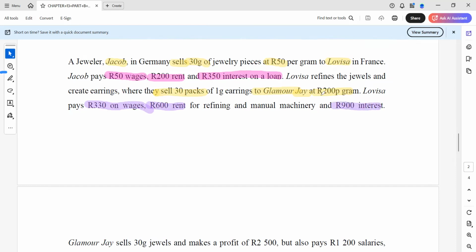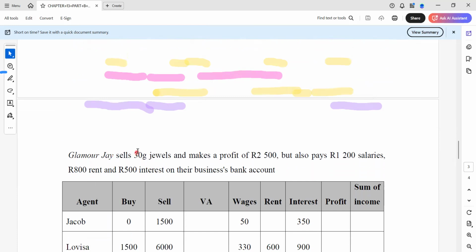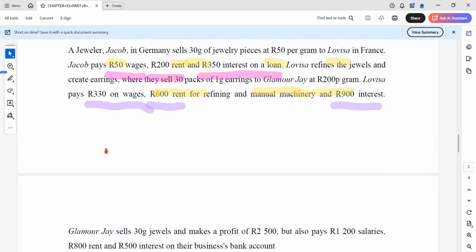So Lovisa is also paying things like interest, rent, and wages, which are the remuneration for the factors of production. And then the statement continues to say, J sells 30 grams. So now J is the store.